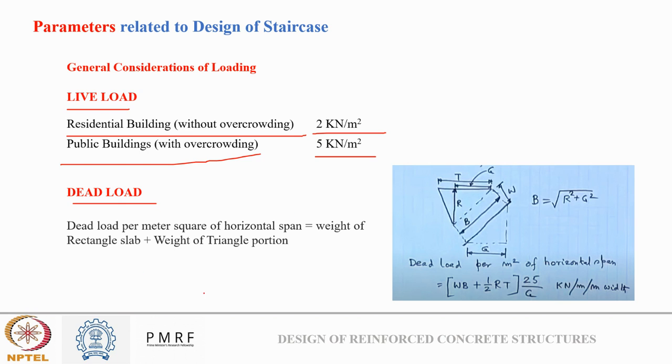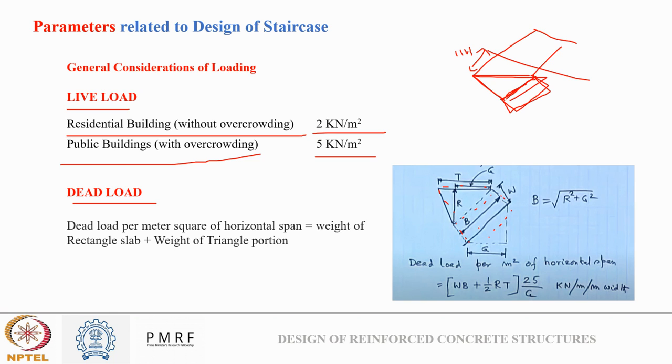And what about dead load? If you see, this is my step, and below the step I have my slab. The same figure is here also. This portion is my step, and below that is the slab. So how can I calculate the dead load per meter square of a horizontal span? We know the step is like this. If I consider 1 meter span of this step, what will be the dead load? It is the weight of the rectangular slab plus the weight of this triangular portion.